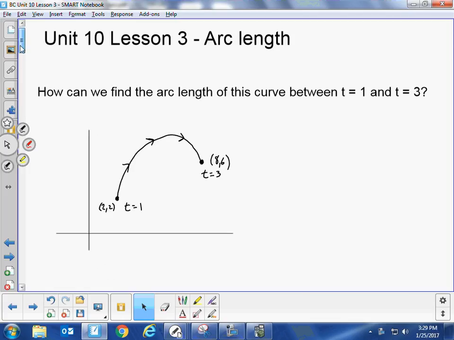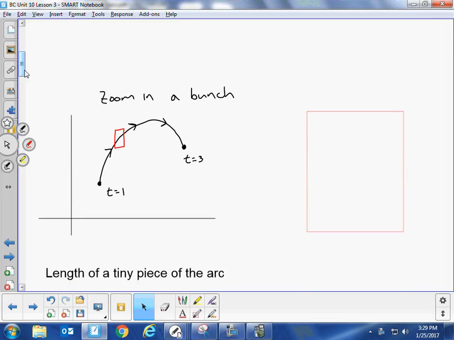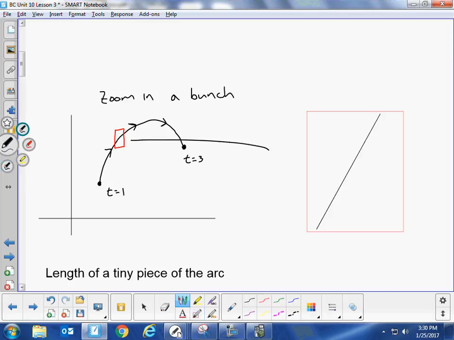I'll move down and we will talk about how we're going to use calculus to find this arc length by zooming in a bunch. When we zoom in a whole lot around a certain section, what happens to a curve when you zoom in on one specific section a lot of times? Yeah, it becomes linearized. So we end up with this that pops through our screen. And that's just that.